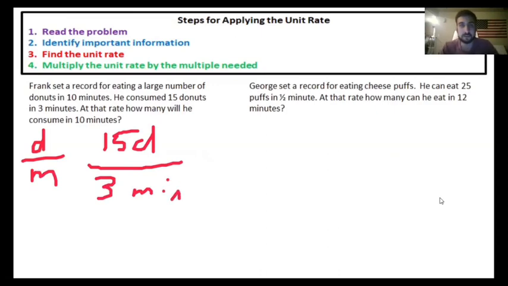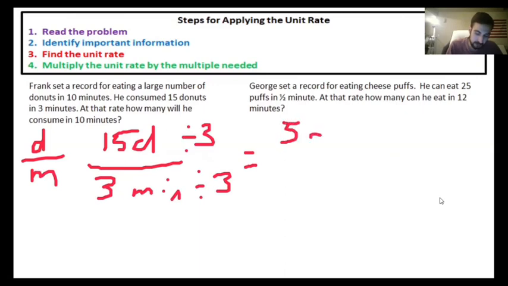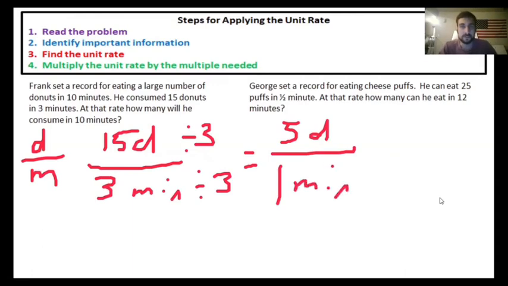Now, we don't want 3 minutes. We want to know how many he ate in 10 minutes. So we're going to need to get 3 up to 10, which does not just multiply. In order to do this, we need to find our unit rate here. To find our unit rate, we're going to divide our denominator by itself. If we do it to the bottom, we also do it to the top. 15 divided by 3 is 5 donuts per 3 divided by 3 is 1 minute. This is our unit rate. So here we found the unit rate.